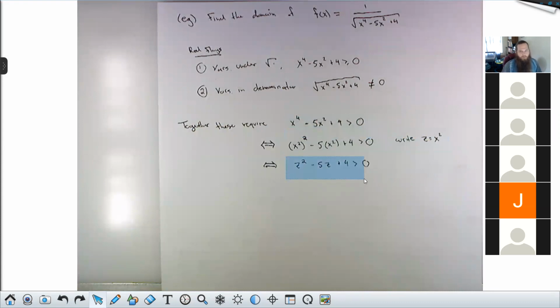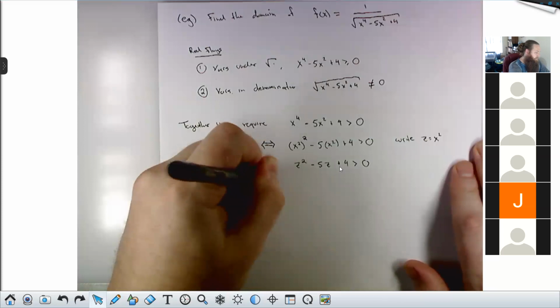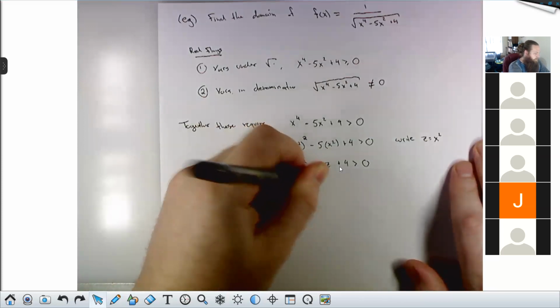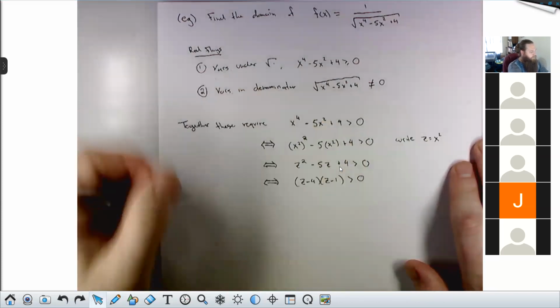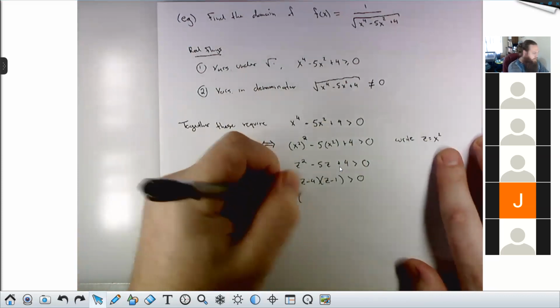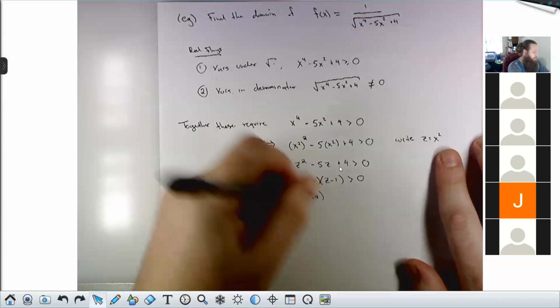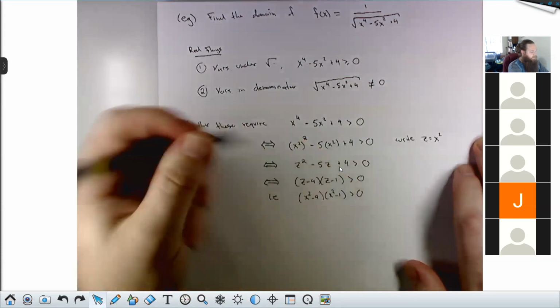So to proceed from here, we use the AC method, right? A is 1, C is 4, B is -5. So I need two numbers that multiply to 4 and sum to -5. Those would be -4 and -1. So this factors as z minus 4 times z minus 1 is strictly greater than 0. Now I'll go back and put my x squared back in. This is x squared minus 4 times x squared minus 1 is strictly greater than 0.